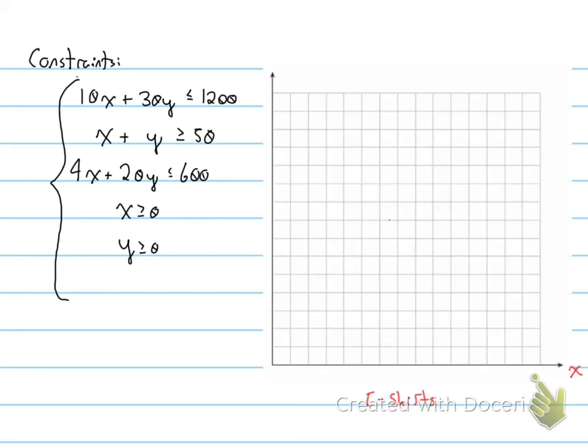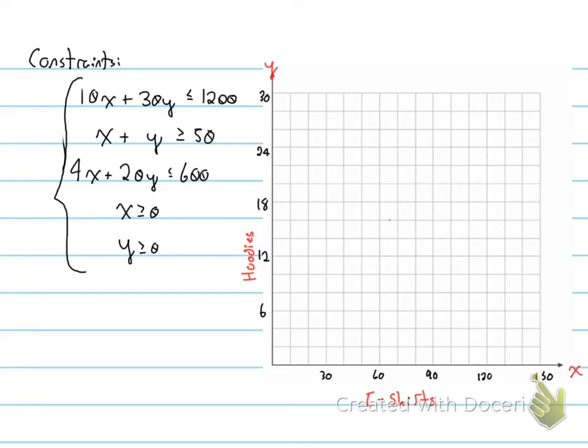Now I'm going to have my X and Y axis. On a test or anything, I'll have it labeled out for you. Here our graph is going to be a little bit different. It's not going to be 1-to-1 per block, just because I want to zoom in and be able to fit, and we're working with larger numbers. So t-shirts is X, hoodies is Y. I'm going to have my X-axis go up by 10s and my Y-axis go up by 2s. And then I'm going to graph each inequality.